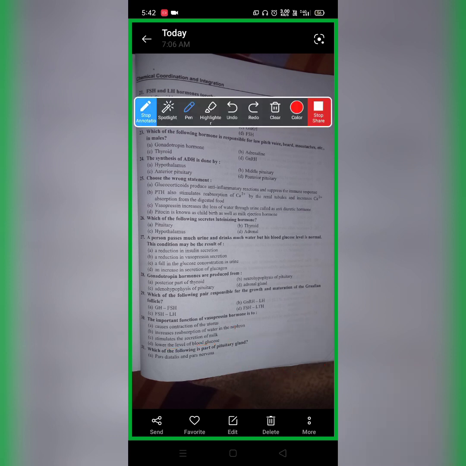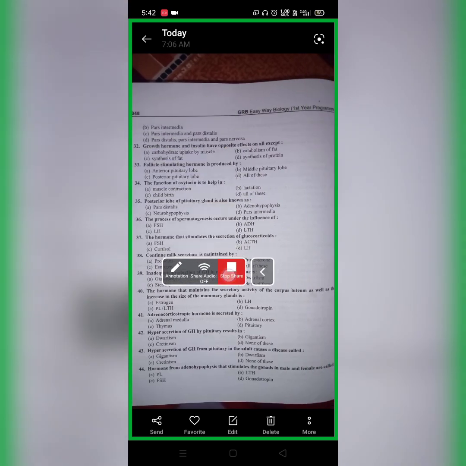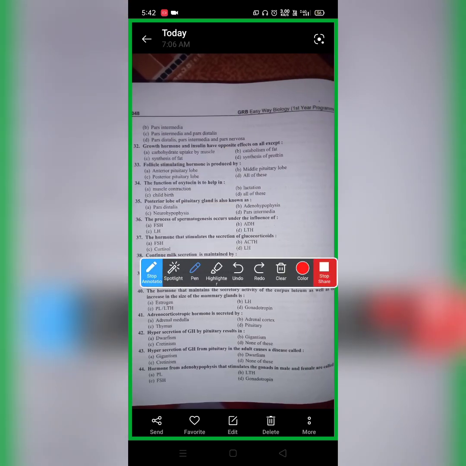Which of the following is a part of the pituitary gland? Option A is pars distalis and pars nervosa. Option B is pars intermedia. Option C is pars intermedia and distalis. Option D is pars distalis, pars intermedia, and pars nervosa. So option 4 includes all three parts of the pituitary gland. So we'll be going with option 3, I mean option 4.